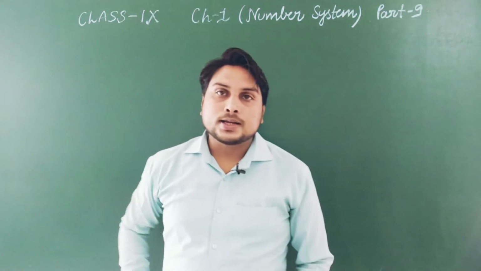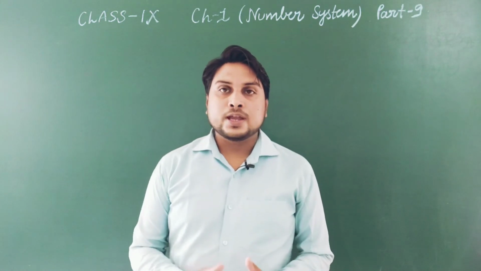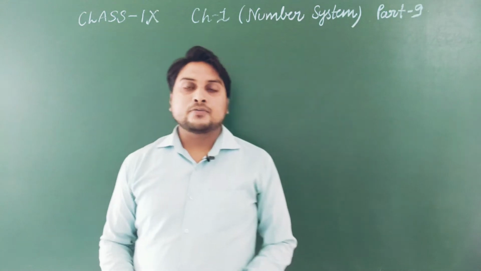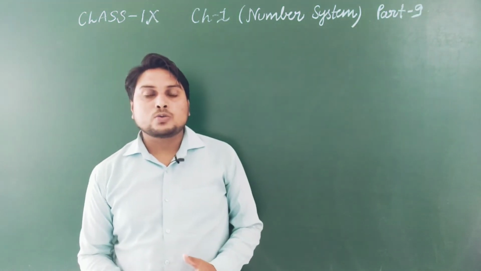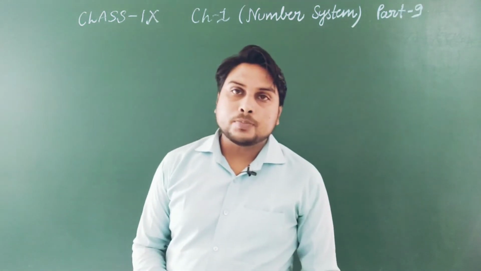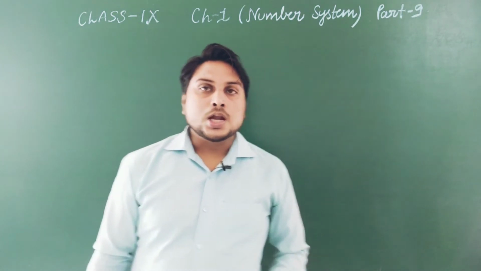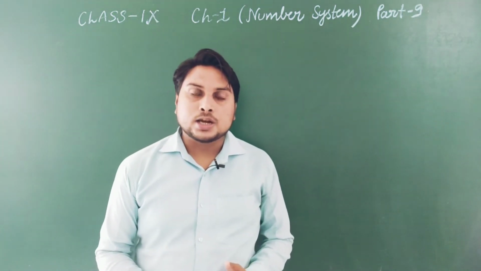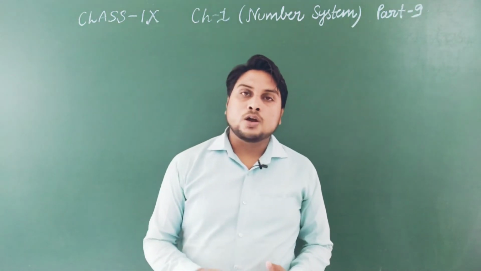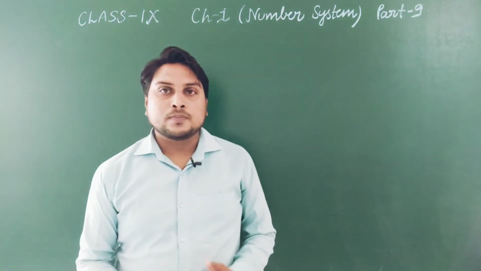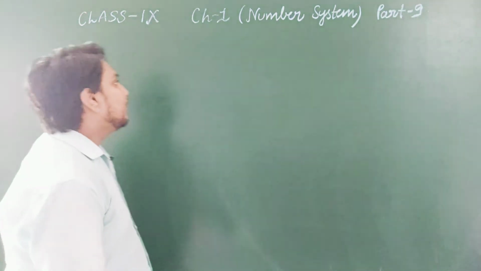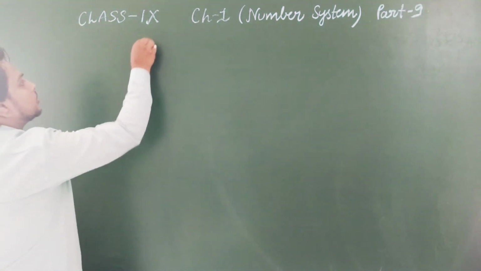Students, in the last part, that is in part A, we have covered till exercise 1.4 and we have seen the topic of how to represent real numbers on the number line. Now two topics are left for this chapter. One is rationalization and the other one is laws of exponents. So let us see the topic rationalization.